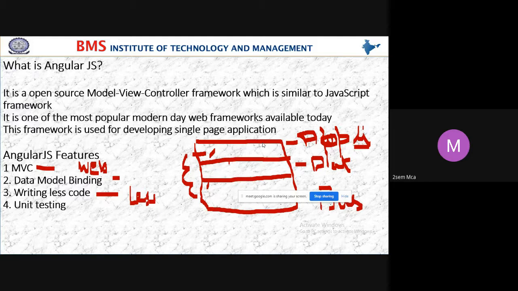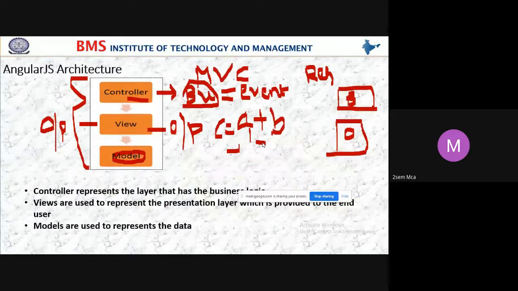And we have some of the features of AngularJS, that is MVC. What is MVC? MVC is nothing but Model View Controller, data model binding, writing less code and unit testing. These are the features of AngularJS. Next, very important, is the architecture of AngularJS. The architecture of AngularJS contains controller, view and model.